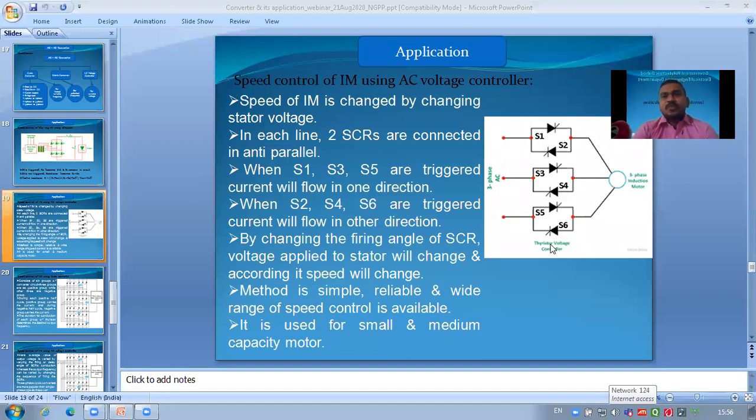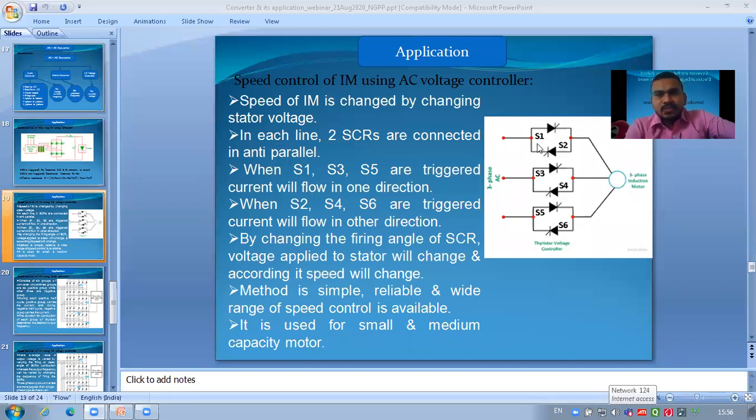Okay, the speed of the induction motor is changed by changing the stator voltage. This is another method to control the speed. As we change or adjust the stator voltage, the speed of the induction motor can also be changed or adjusted. In each line we have two SCRs: S1 and S2, S3 and S4, and S5 and S6. All these two SCRs in the line are connected in anti-parallel.